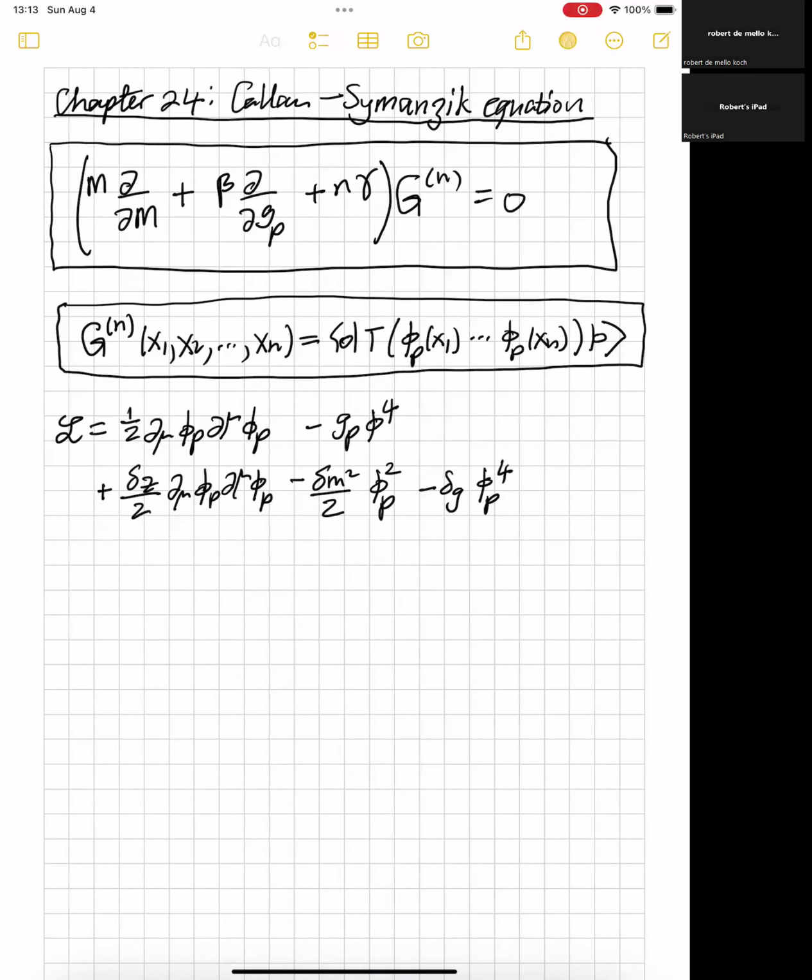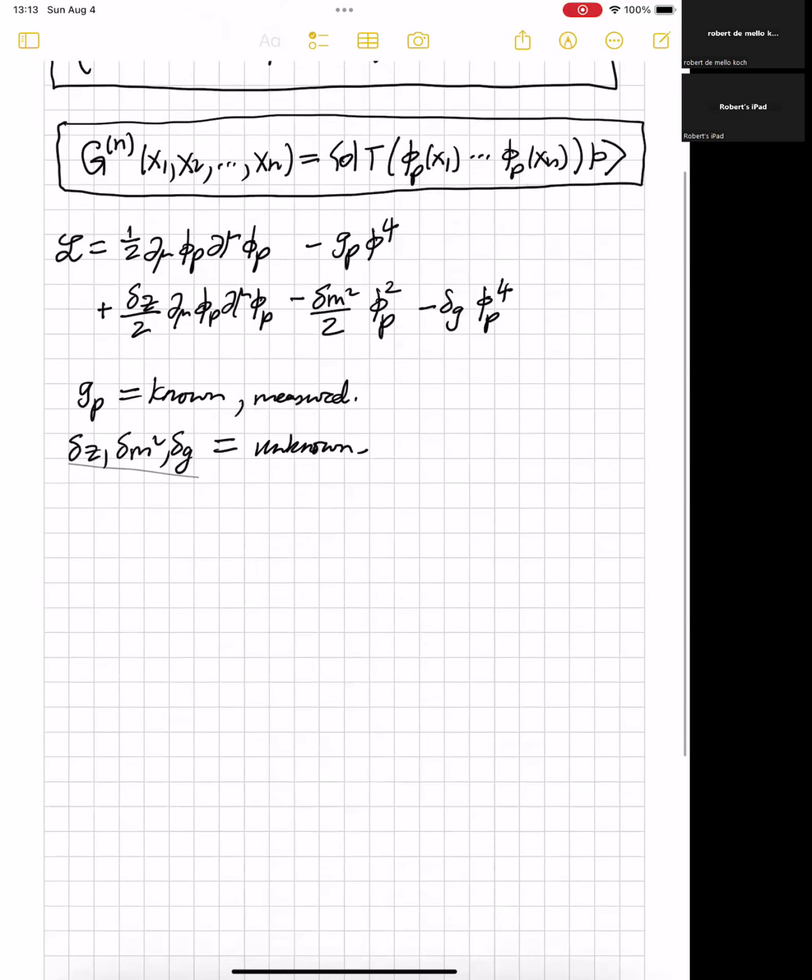So let's just make a comment. First of all, g_p, this is not a parameter, it's a number, it's known, and we imagine that it was measured. But there are three things that are unknown in this model: delta Z, delta m squared, and delta g, the values of the counter terms. These are unknown, so we need to fix these somehow.